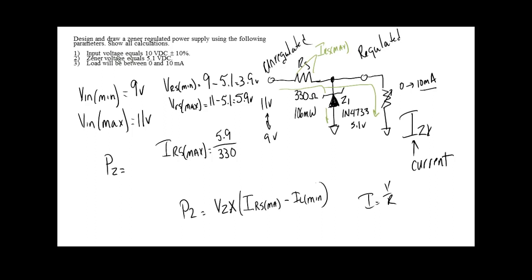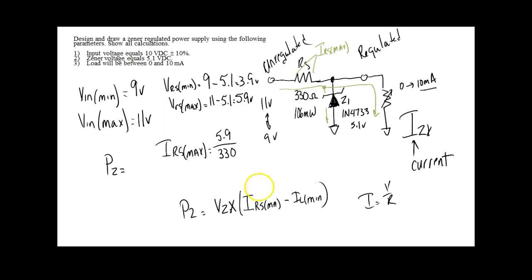Then when I come over here, I get 2 paths. To calculate my zener current, I need to know what this current over here is. The sum of these 2 currents is going to be equal to the current in RS. So when this current flow over here is minimum, the current flow through the zener is maximum. That's what we're trying to do. We're trying to get the maximum current flow through the zener because that's when it's going to dissipate the most power.